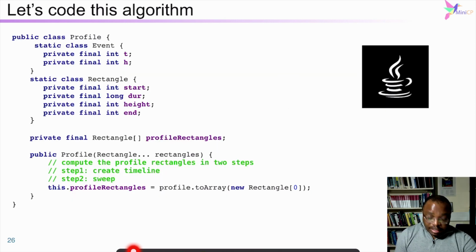The event class has 2 arguments, the time and the height, while the rectangle class has 4 arguments: the start time, which is fixed, the end time, fixed, the duration, and the requirement of the activity. The first step creates the timeline, and the second step switches over the timeline and checks if the height of each rectangle is less than the capacity of the resource.